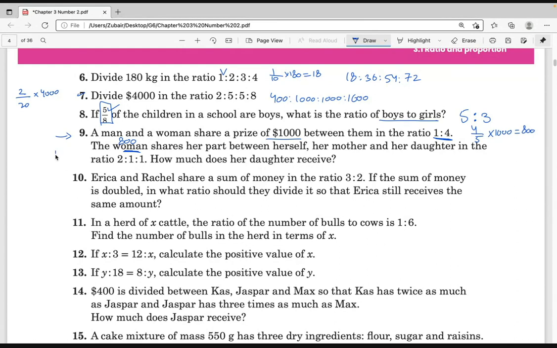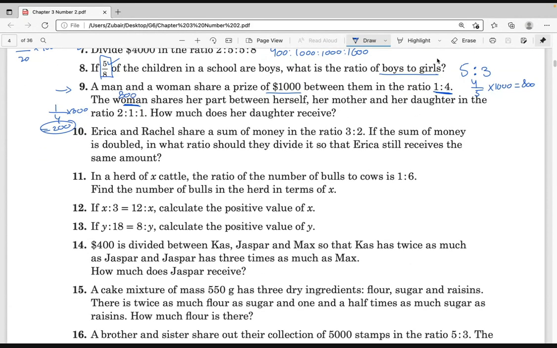So the daughter is receiving 1 out of this total of 4 of 800. So the daughter is receiving 200. Clear? Any doubt? Yes, sir. No, sir.